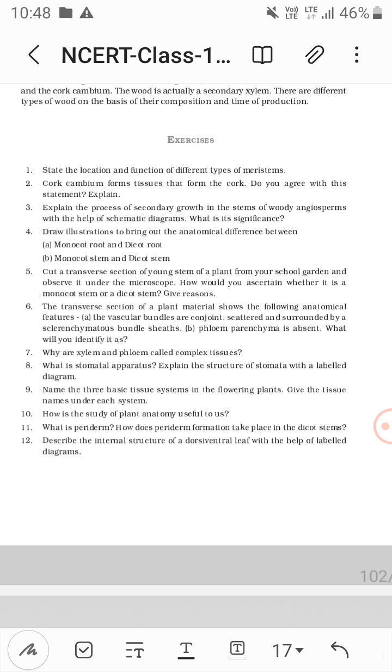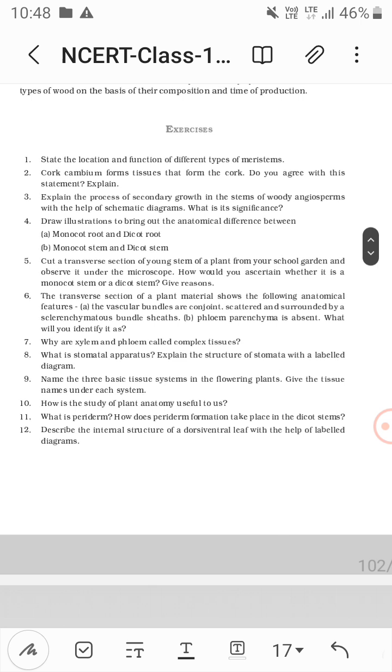Cut a transverse section of young stem of plant from your school garden and observe it under the microscope. How would you ascertain whether it is a monocot stem or a dicot stem? Give reasons.